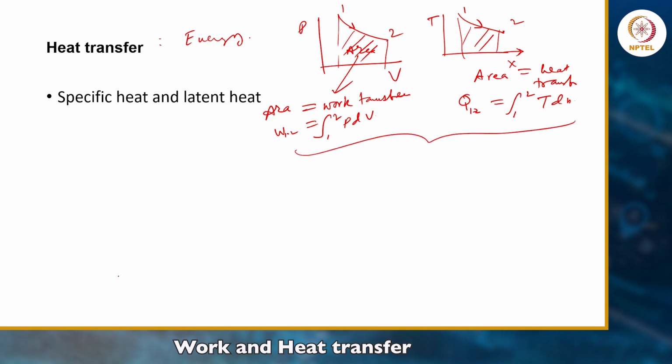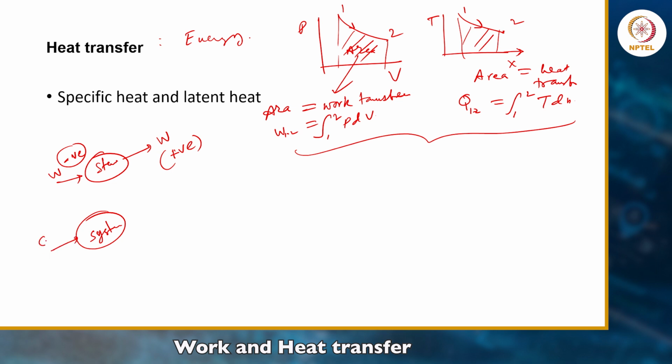So this is the representation of work transfer and heat transfer in a quasi-static process on the PV diagram and TS diagram. Here, when work is given to the system, we use a negative sign. When work goes out of the system, we use a positive sign. In the heat transfer case, Q entering the system is positive, and Q exiting is negative.